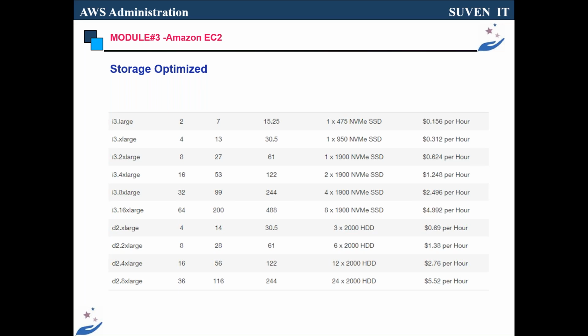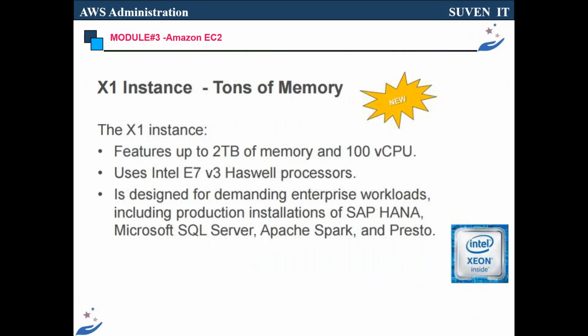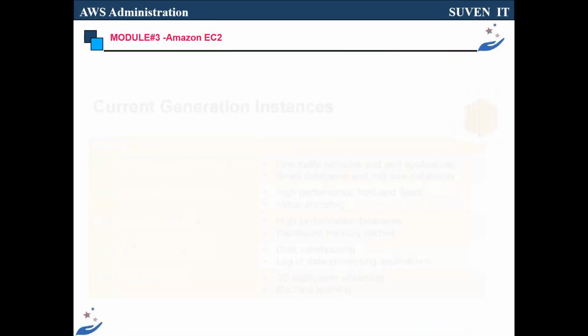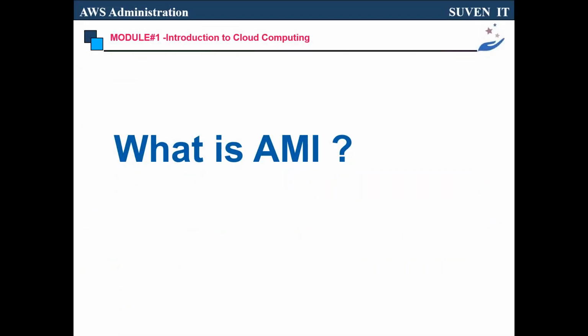So that is one more thing. Now coming to the model servers and all, you understand there are big servers also with 2 TB, right? It's a very big server. So there are big servers here. We have current generation instances, like I told you, general purpose, compute optimization and all.